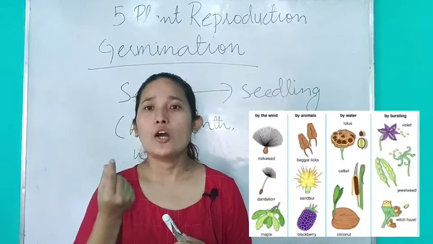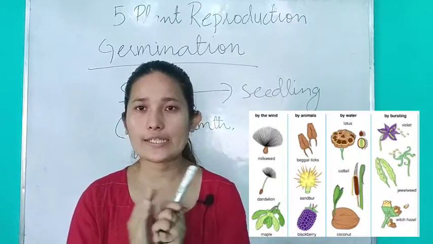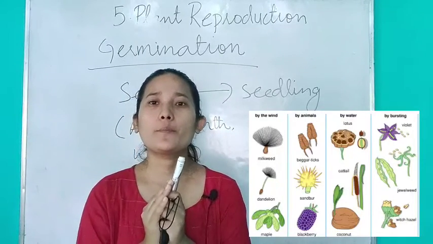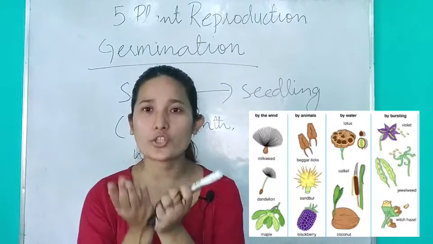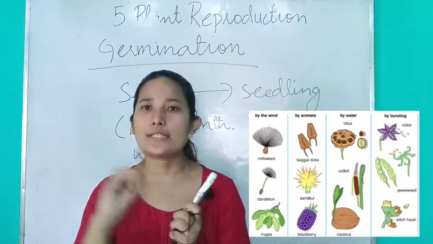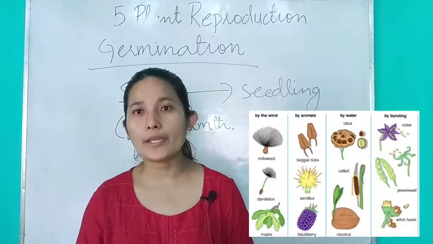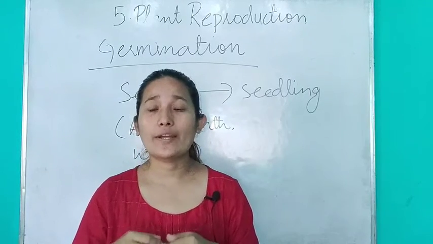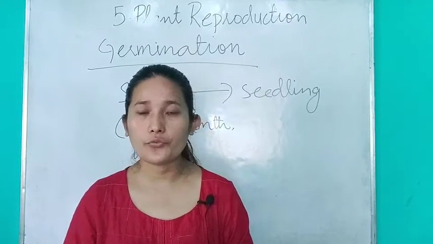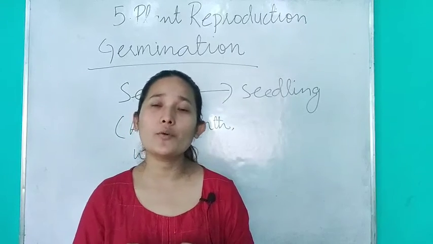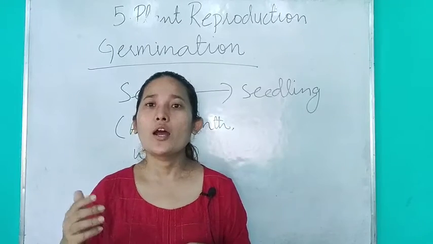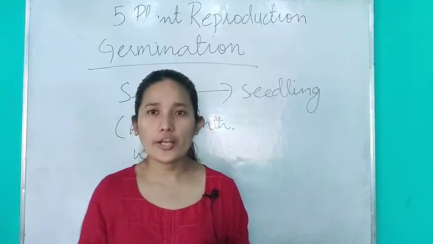Sometimes seeds are also dispersed by explosion. For example, peas, green pea, they are present inside the pod. A green pea pod. So sometimes the pea pod might burst off, and wherever the seed reaches, there new plants may grow. So that's all about the dispersal. What are the different agents of dispersal? From here you just have to learn what are the different agents of dispersal of seed. Dispersal means taking the seed from one place to another.